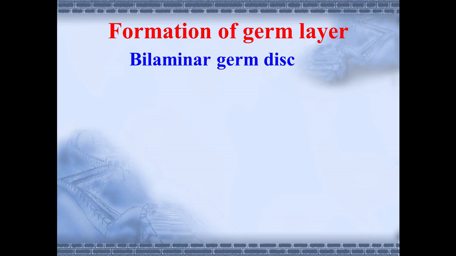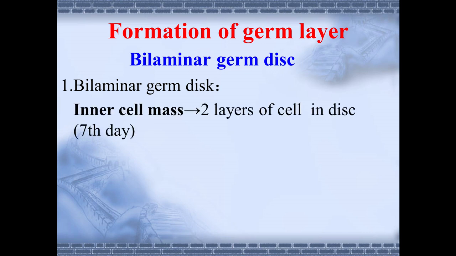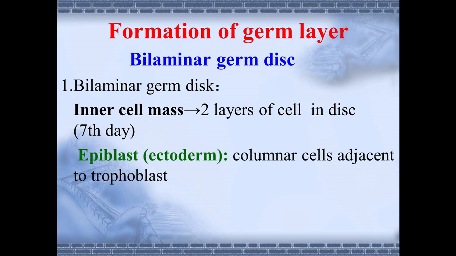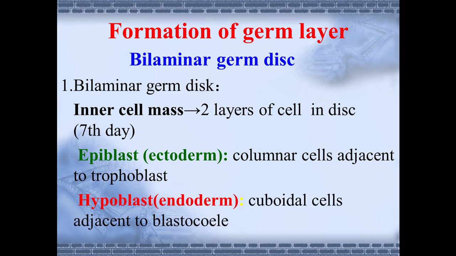Now the formation of the germ layer. I'm just summarizing the same thing once again. It is the formation of the bilaminar germ disc, that is the inner cell mass, the two layers of cells in the disc, and there is the formation of the epiblast, which forms ectoderm, and these cells are columnar cells and they are adjacent to the trophoblast. And then there is the hypoblast, that is the endoderm. This consists of the cuboidal cells and they are adjacent to the blastocyst cavity. Epiblast, hypoblast.